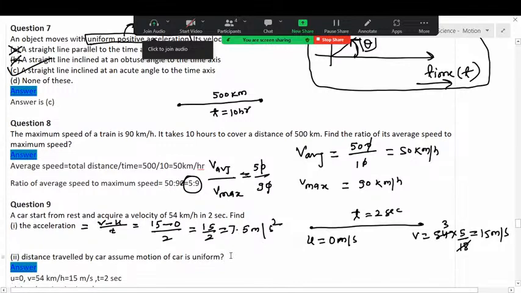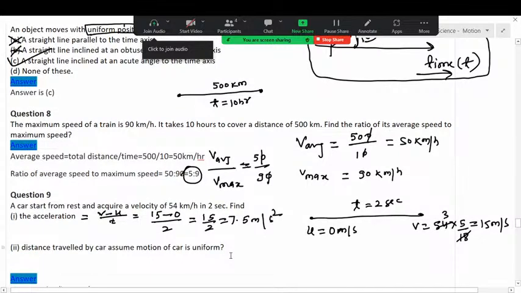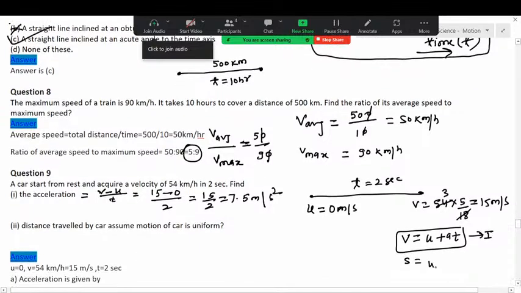Distance traveled by car. Can you tell me distance traveled by car? How can you find out distance? Which equation do you remember? The first equation is v is equal to u plus at. Here distance is not involved. What is the second equation? It is s is equal to ut plus half at square. Here distance is involved. Do you know u? Do you know t? Yes, we know u, we know t. We can find out distance with this formula.